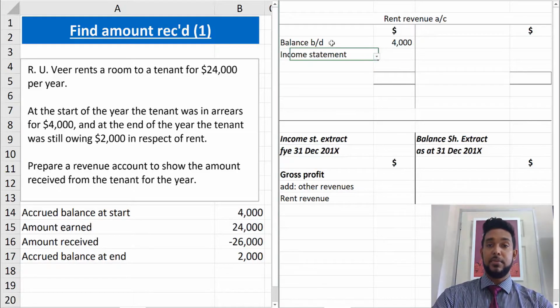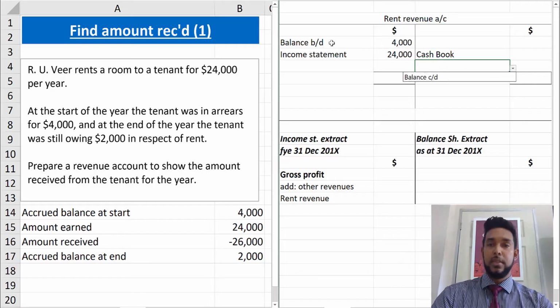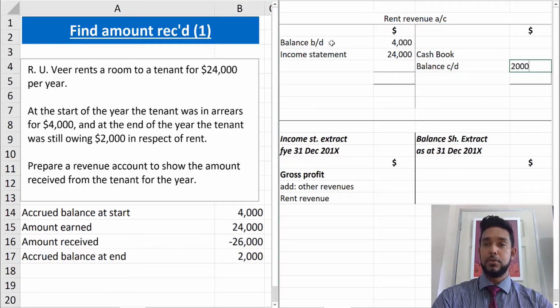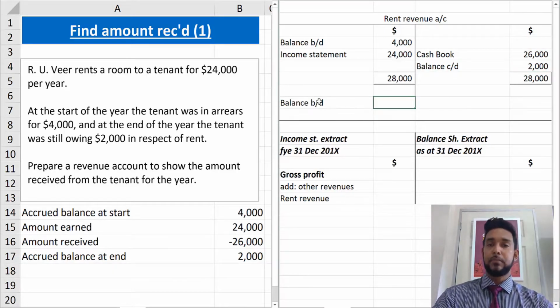The income statement figure, right? So that was back in this question, 24,000. Cash book figure, we did not know. The balance at end, it was still owing to us, which was $2,000, right? So, 28 on the debit side, 2,000 on the credit, which means we need 26,000 to make it balance. All right, and that would be the cash book figure.